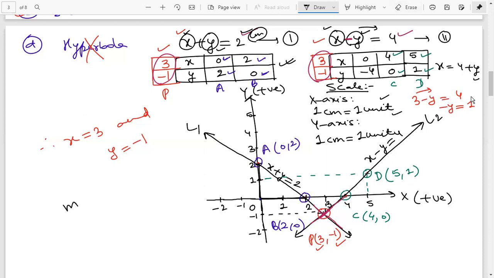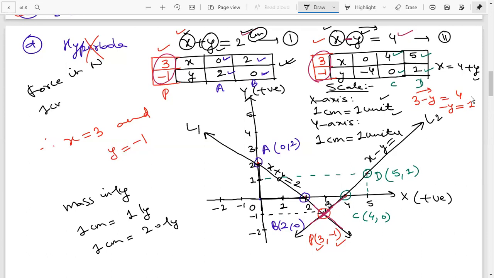Suppose we have mass in kg, so we can write 1 centimeter is equal to 1 kg, or we can write 1 centimeter equal to 20 kg based on our convenience. Suppose we have force in the equation, force is in Newton, so we can say 1 centimeter is equal to 10 Newton, or 1 centimeter equal to 1 Newton. So based on our convenience, we'll see more questions in detail in our coming classes.